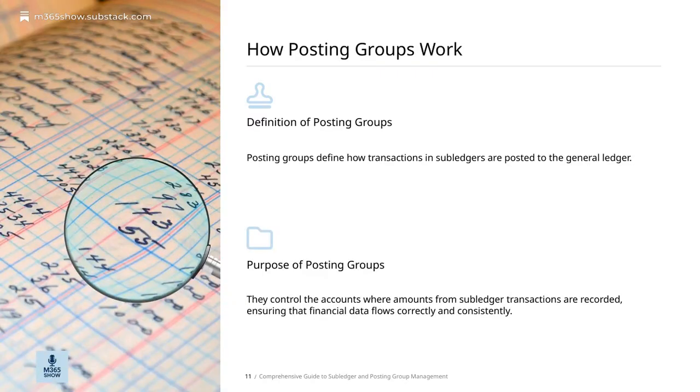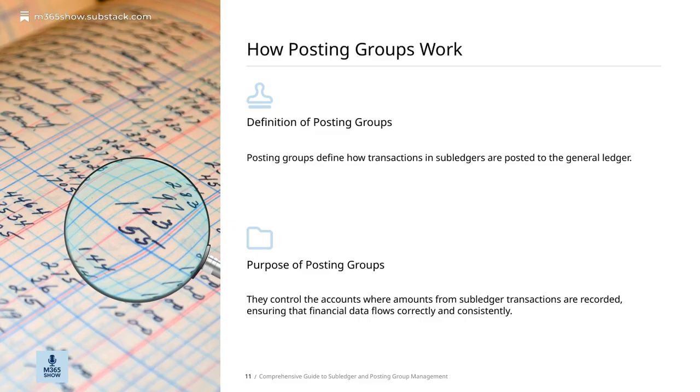Now, let's take a closer look at the role of posting groups. They control the accounts where amounts from Subledger transactions are recorded, making sure that our financial data flows correctly and remains consistent across the system. This is crucial for maintaining accurate financial reports.